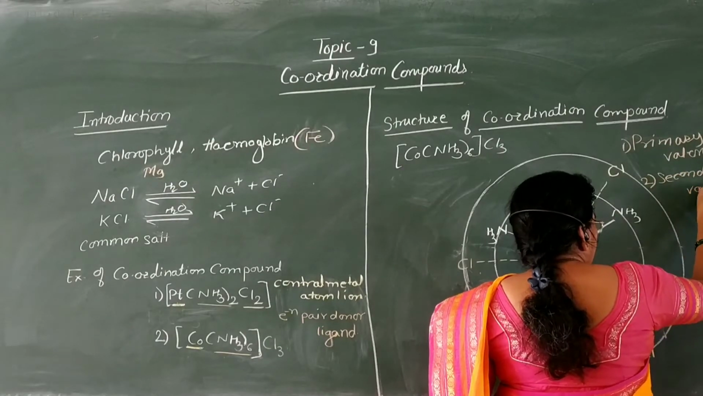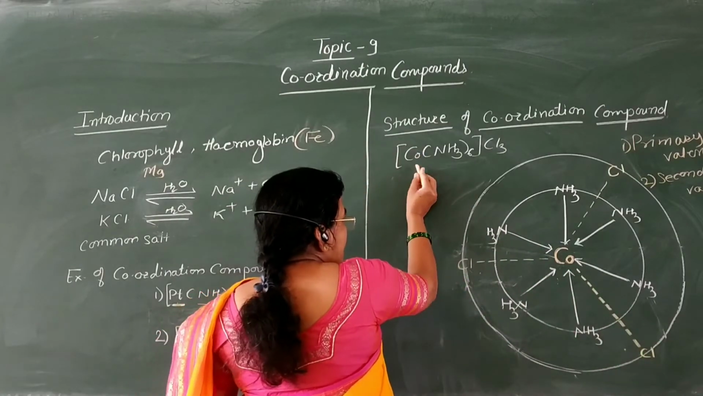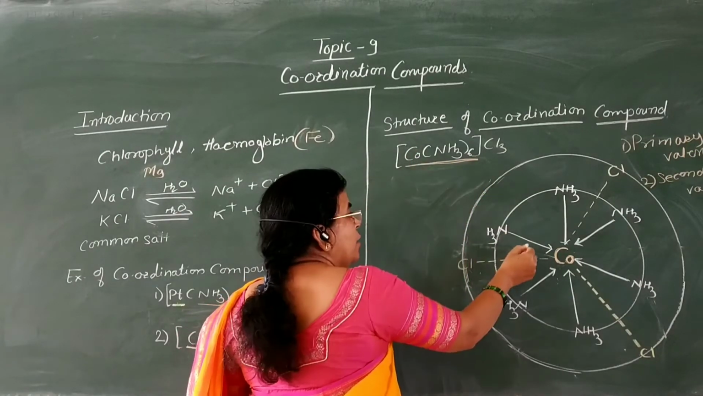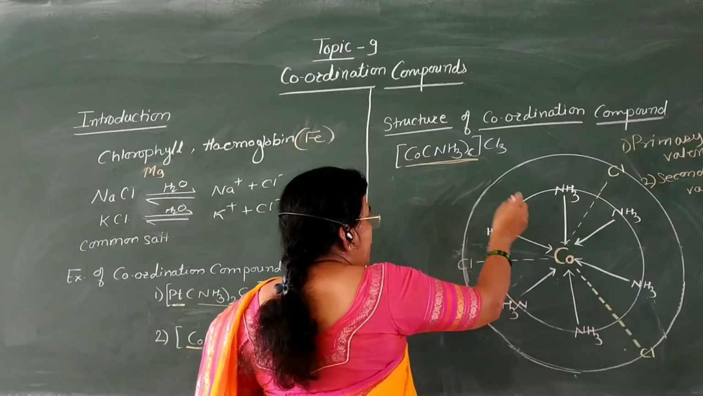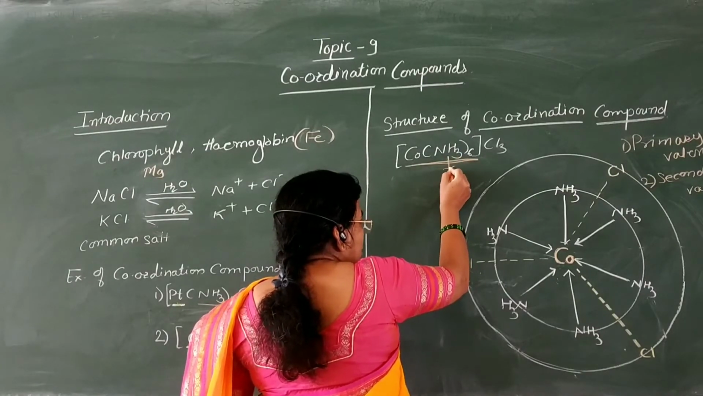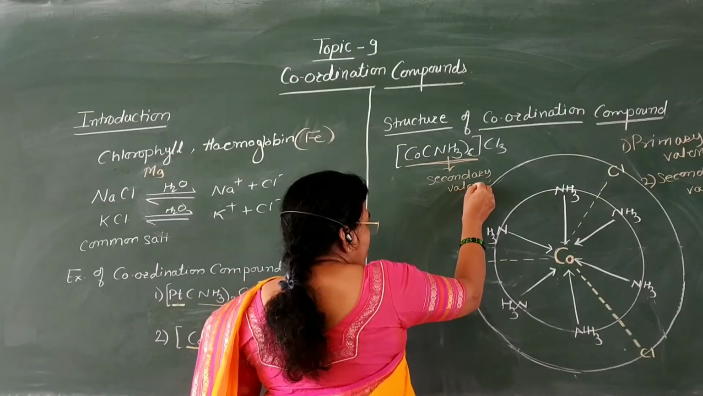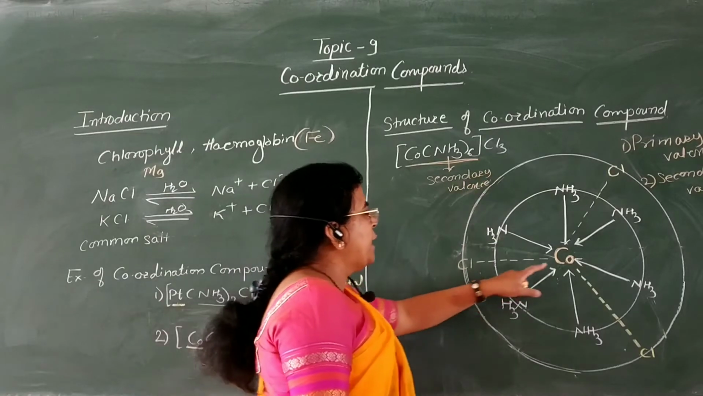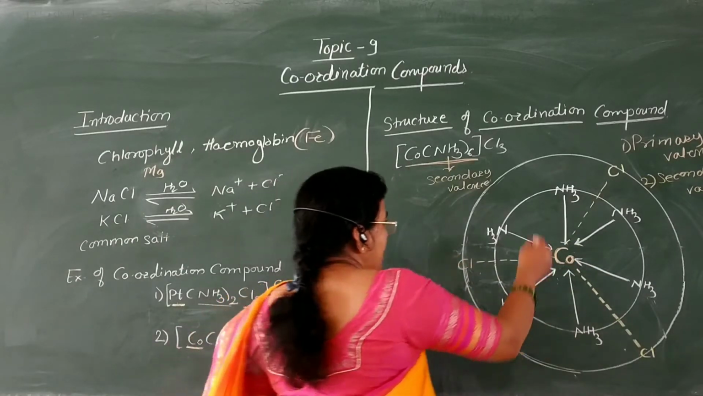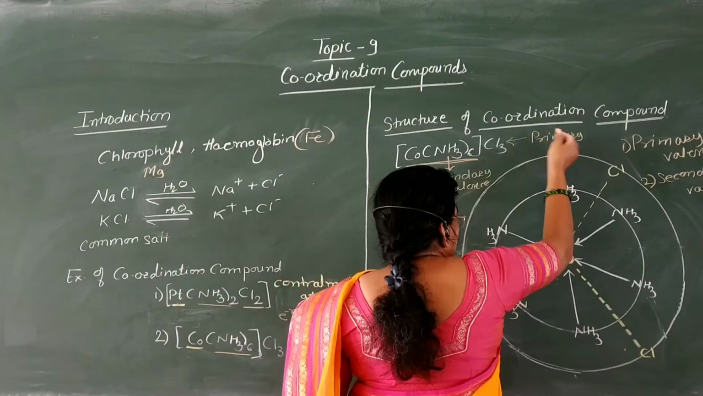Now here, in this square bracket, the secondary valency of cobalt is satisfied. That is, in the coordination sphere or inner sphere, this cobalt is bonded to 6 NH3 groups, which satisfy the secondary valency of cobalt. That is, the secondary valency of cobalt is satisfied by 6 NH3 groups, and the primary valency of cobalt is satisfied by this Cl3, that is 3 chlorine.